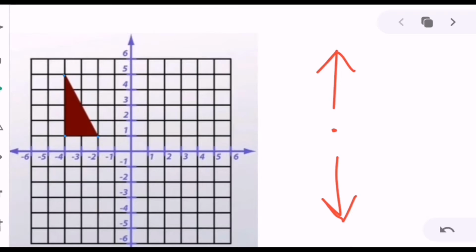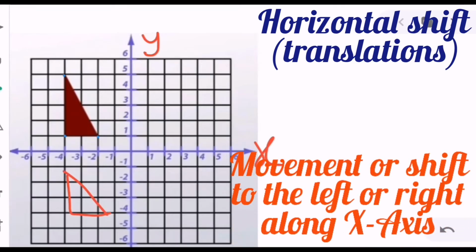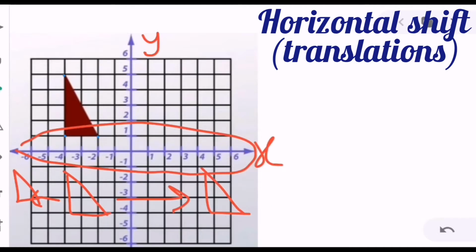Got it? Great. Then our horizontal translations, we are moving along our x-axis. So if we have a point or a shape here and we move that shape to the right side here, or we move the shape going backwards to the left side here, then we have done what we call the horizontal shift or horizontal translations, where we moved along the x-axis. So we moved either to the left or to the right, and that is called horizontal translations.